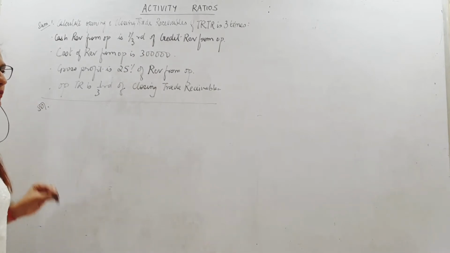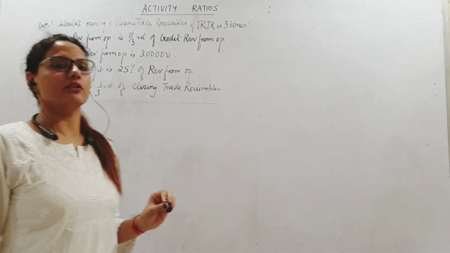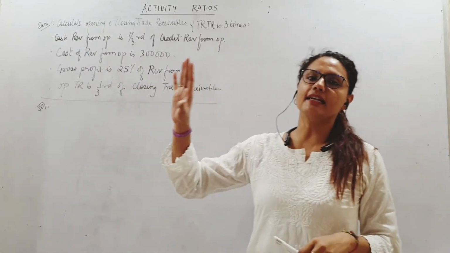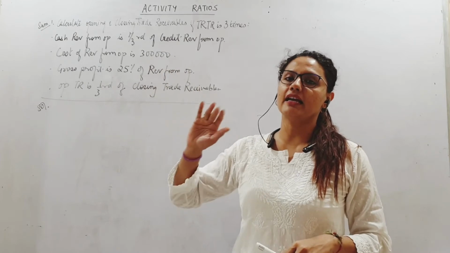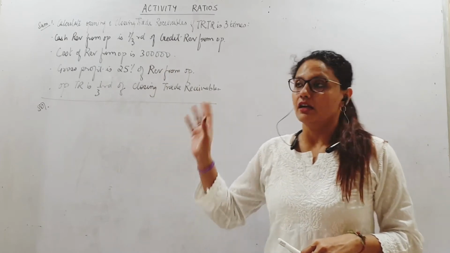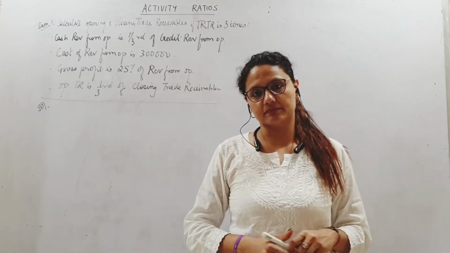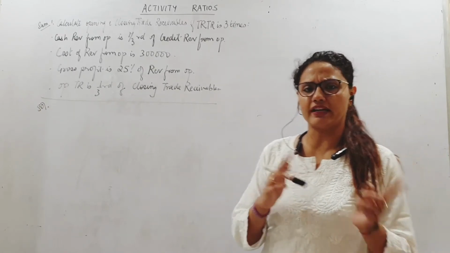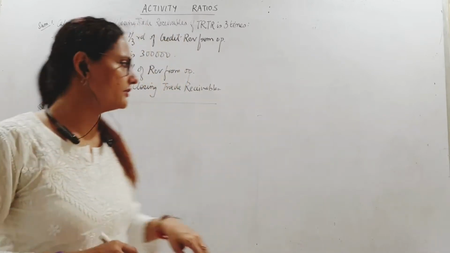First thing you should know is the formula. Trade receivables turnover ratio is the relationship between what? Net credit revenue from operation divided by average trade receivables. That I know is 3 times. So I need to know at least one of them to find the third component.